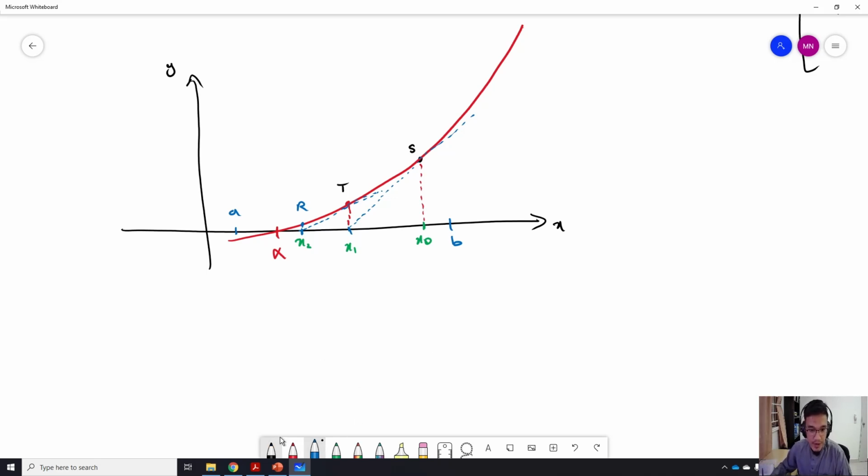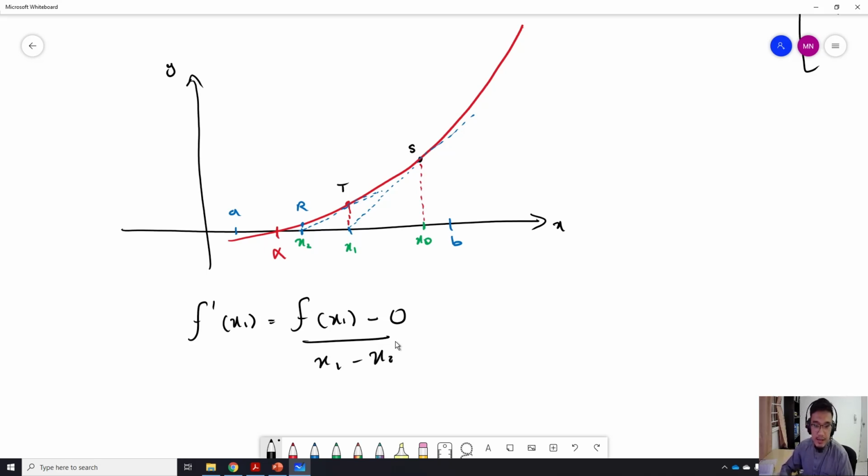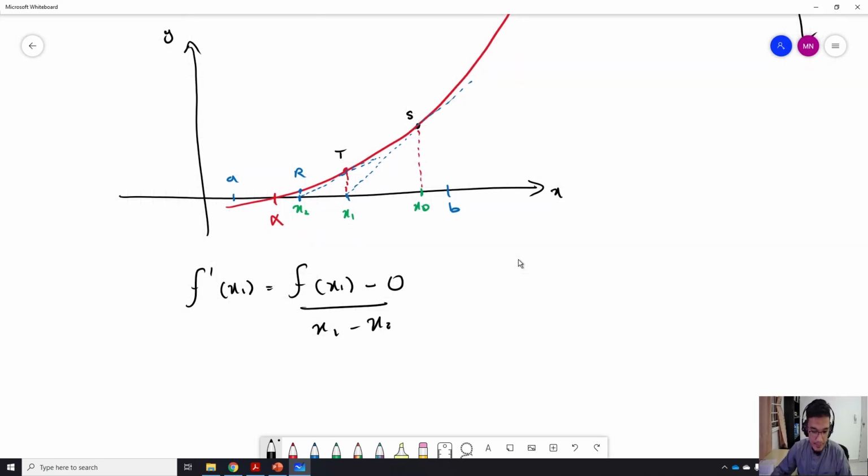To find the value of x2, we can use f prime x1 equal to f x1 minus 0 over x1 minus x2, just the same gradient equation, but now based on the point T. Then we rearrange the equation, and we will have x1 minus x2 equal to f x1 over f prime x1.